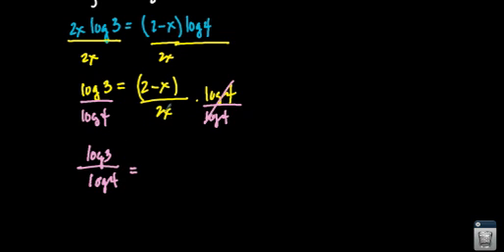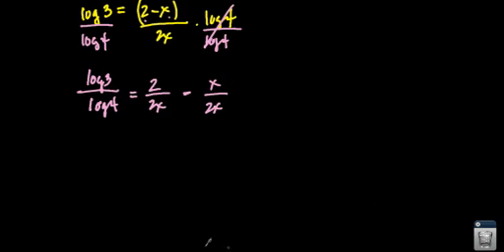But what I'm going to do here is because now I have 2 terms in the numerator and a single term in the denominator, I can rewrite this as 2 separate terms. So it's going to be 2 divided by 2x minus x divided by 2x. And now you'll see why I chose to divide by 2x rather than something else. Okay, so here we go. We have log of 3 divided by log of 4. 2 divided by 2x is 1 over x. X divided by 2x is half.